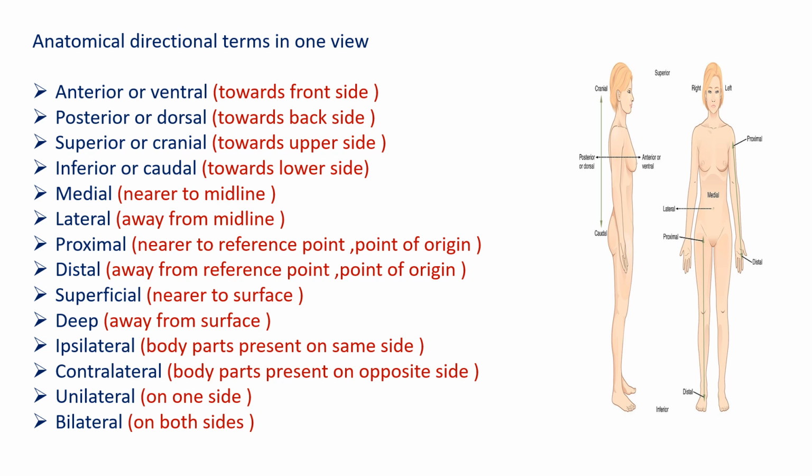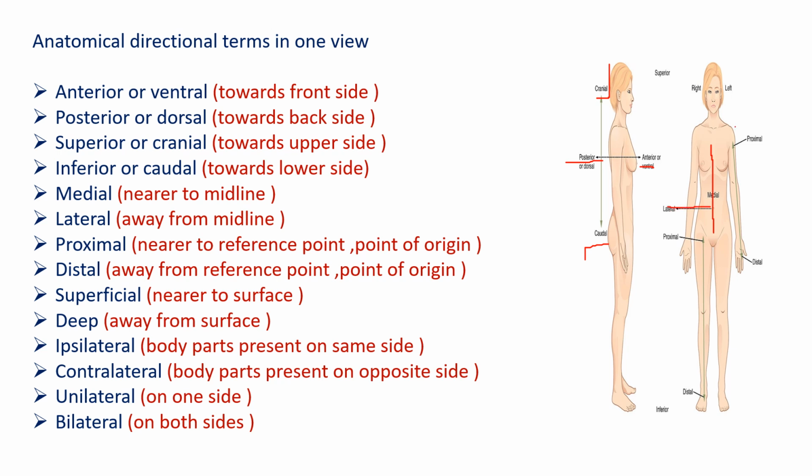Here is a comprehensive view of all anatomical directional terms. So let's summarize all these terms. Anterior or ventral refers to the front side of the body. Posterior or dorsal refers to the back side of the body. Cranial or superior refers to the upper side of the body. Caudal or inferior refers to the lower side of the body. If there is a vertical median line, then near to that line is the medial direction, and if any structure is present away from that line, then it will be lateral.